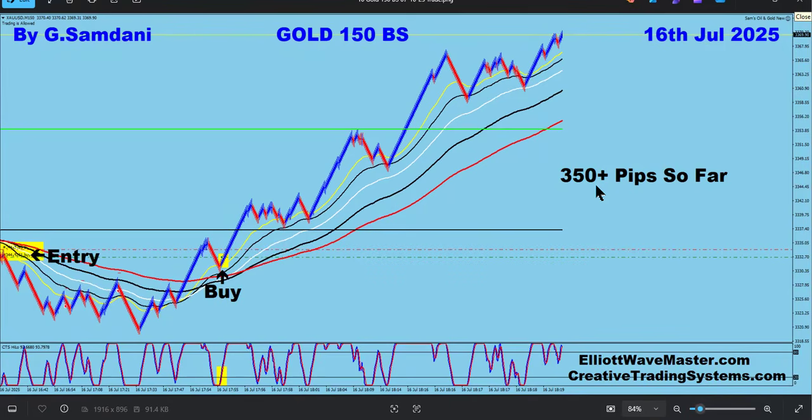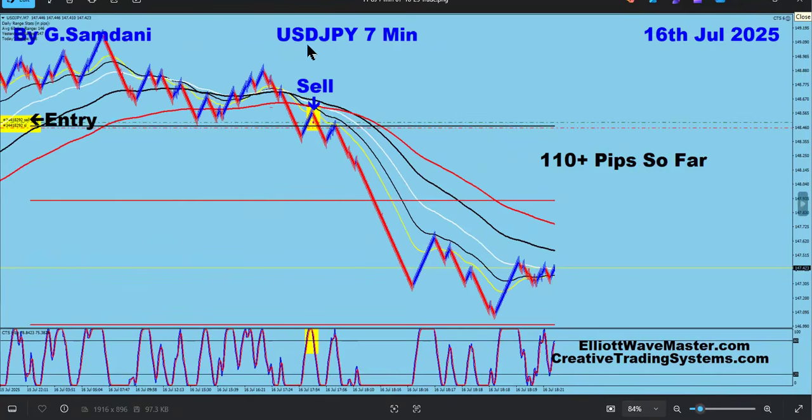A, B, C correction. So yeah, that's what happened. So 350 pip will go to the upside. And this is a USD yen 7-minute chart, 110 pip to the downside on the 16th.